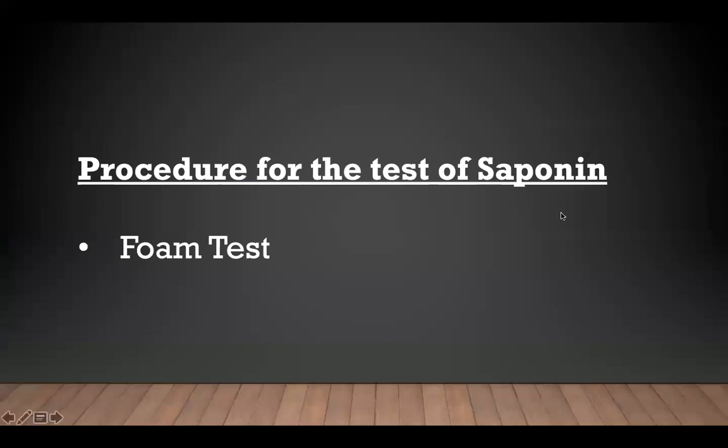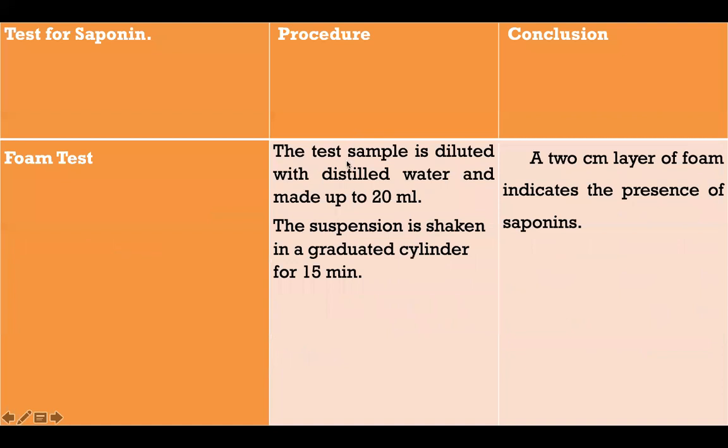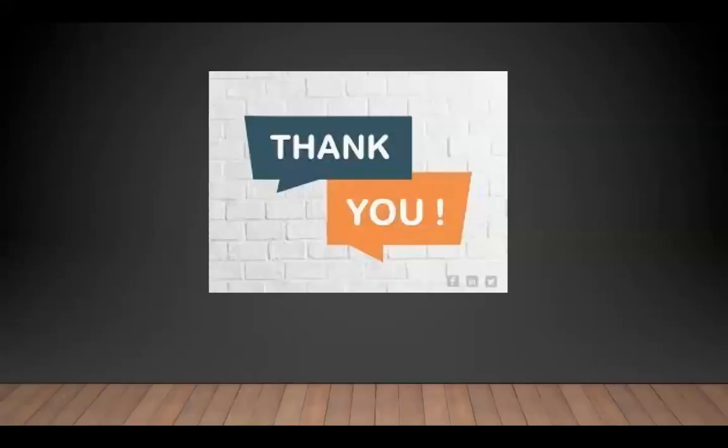Next is the test for the saponins. It is named the foam test. In this test, the test sample is diluted with distilled water and made up to 20 ml. The suspension is shaken in a graduated cylinder for 15 minutes. If a 2 centimeter layer of foam is formed, then it indicates the presence of saponins.